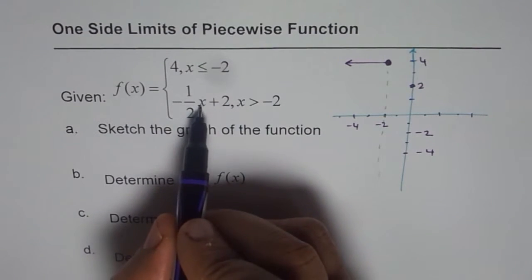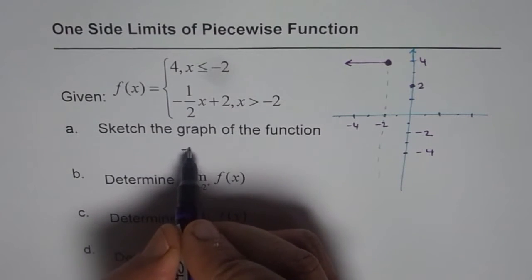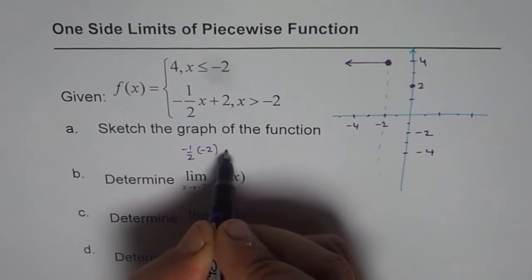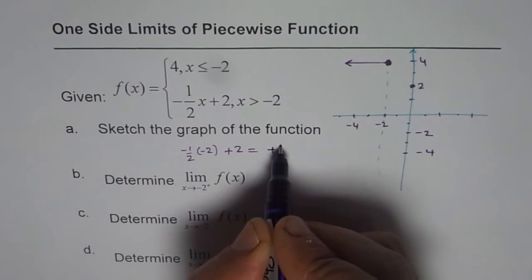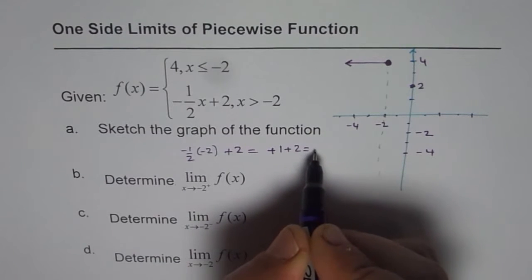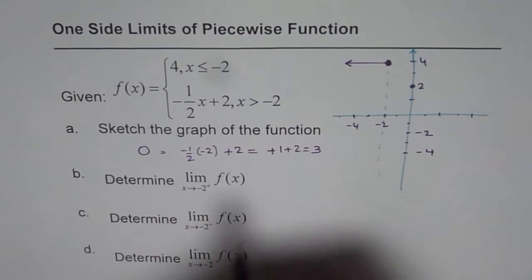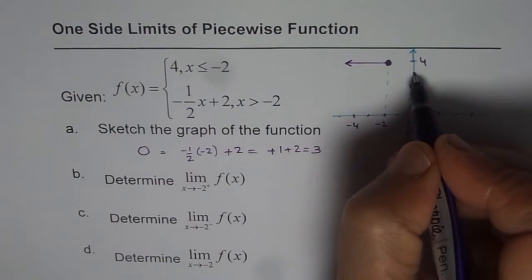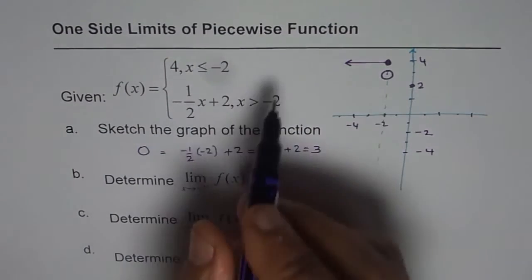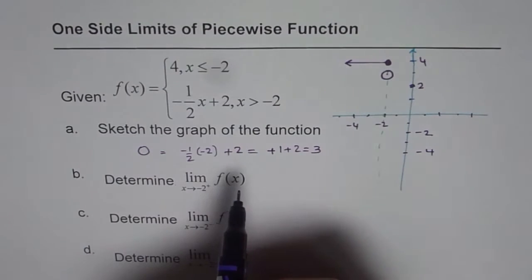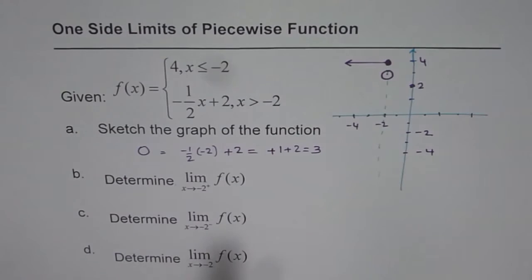So if I replace x with minus 2, what do I get? Let us do these calculations. I get minus half times minus 2 plus 2. That gives me minus and minus becomes plus, 1 plus 2. That is the value, which is 3. So that means that the open circle is at plus 3. So that is this point, right? So we have an open circle here. This point is not included. It is greater than, that's why we make that open circle. I'm making it big so that you can clearly see that. So that is how it is.